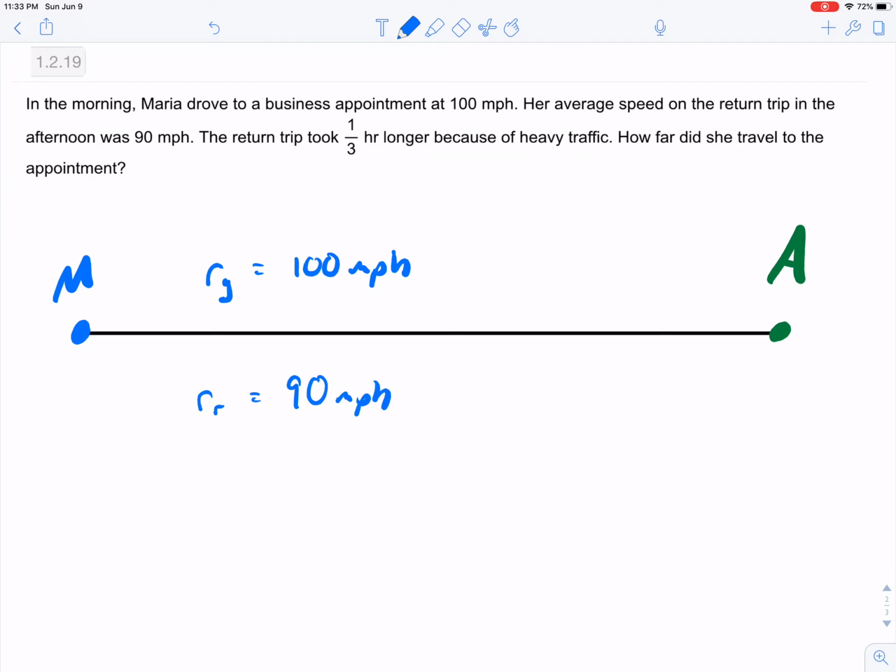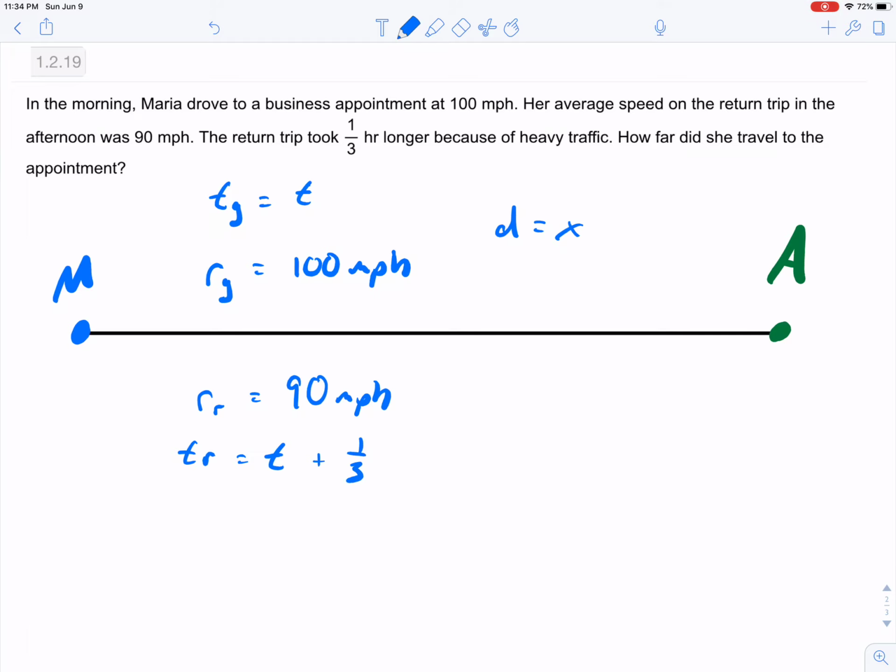I've got to think about how I want to do this one. So, say her trip going, we don't know what that is, right? The question is asking how far did she travel to the appointment? So the distance is our unknown. This is our x, right? We'll let the time going just be t. But we know that the time returning was going to be the time going plus 1/3 hour longer. So whatever that time is, plus 1/3 of an hour. These units are in hours, right?